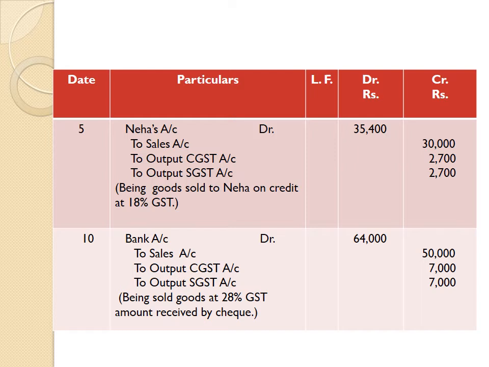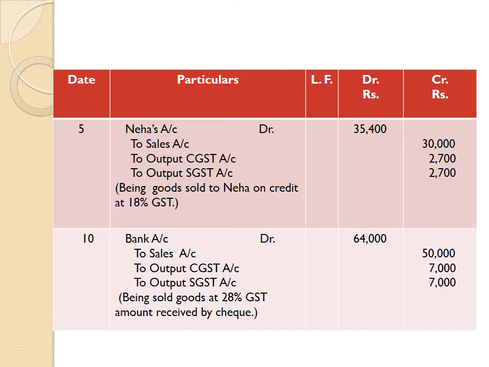Total GST was 5,400. It has been divided into two parts. So one part carries rupees 2,700. To output CGST rupees 2,700. To output SGST rupees 2,700, being goods sold to Neha on credit at 18% GST.